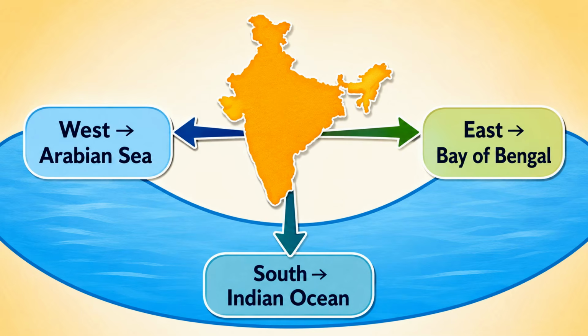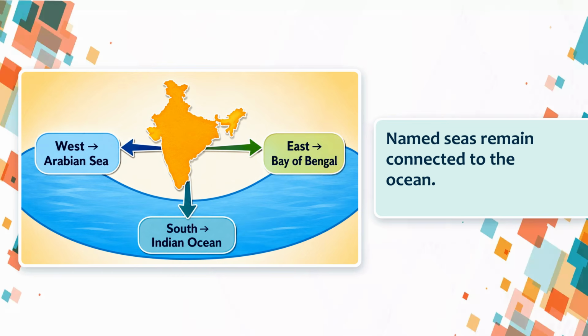Maps give separate names to useful parts of one connected water system. The Arabian Sea and Bay of Bengal are labeled differently, but both connect with the Indian Ocean. The labels separate places without separating the water. Named seas remain connected to the ocean. A different map label does not mean the water body is completely separate.